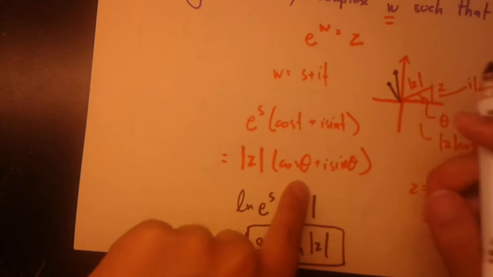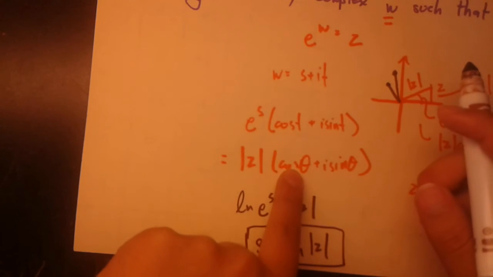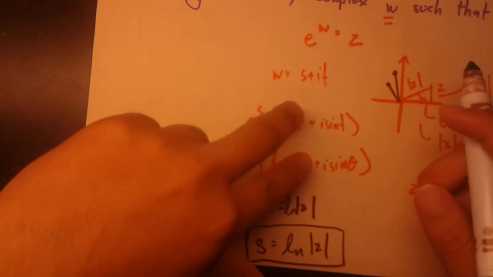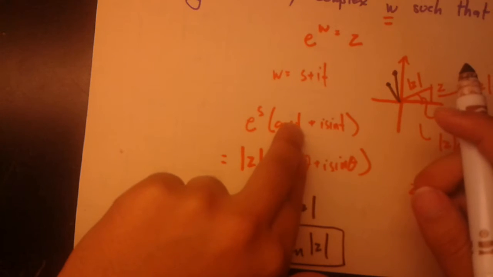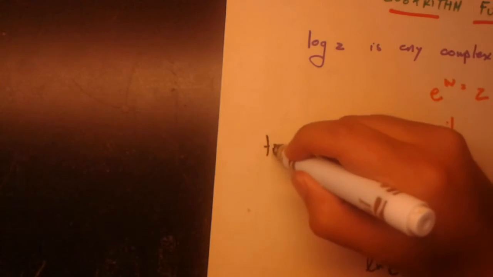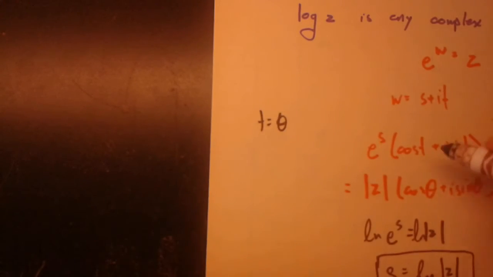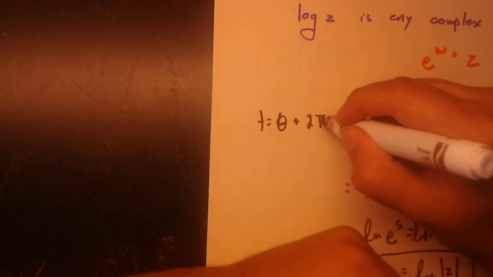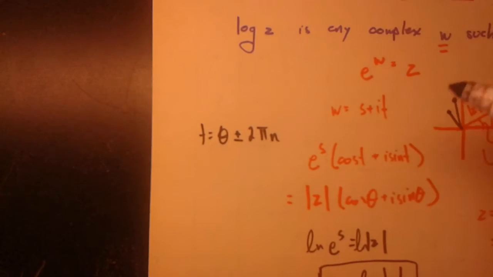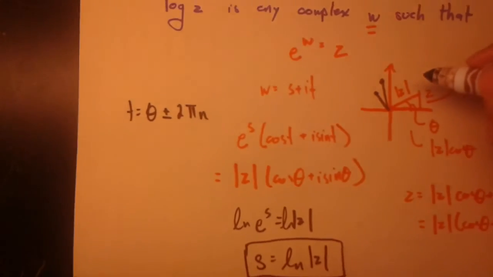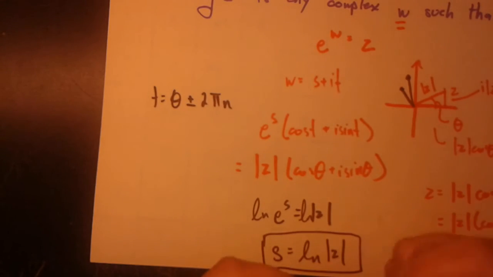Now what about this t and the theta going on? We hinted at this in the previous video, but this is where we get an infinite number of solutions. So how to find the value for t? t could equal theta. That's possible. But t can also equal theta plus 2 pi, or plus or minus 2 pi, in fact, plus or minus 2 pi n, where n is any integer. So in this way, we have an infinite number of solutions.